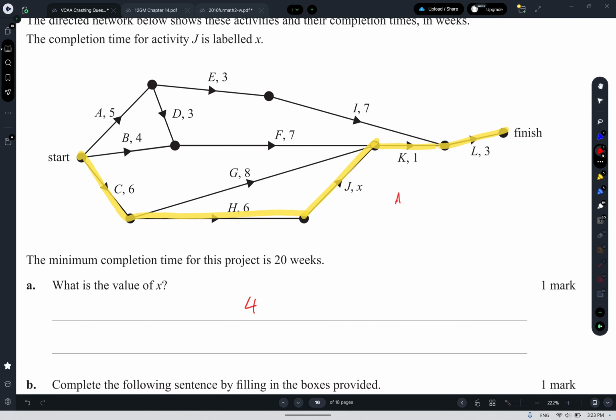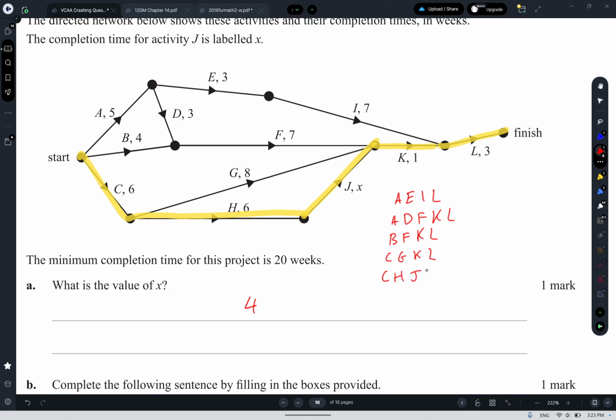So it's going to be A, E, I, L. And then A, D, F, K, L. B, F, K, L. And then we've got C, G, K, L. And C, H, J, K, L.